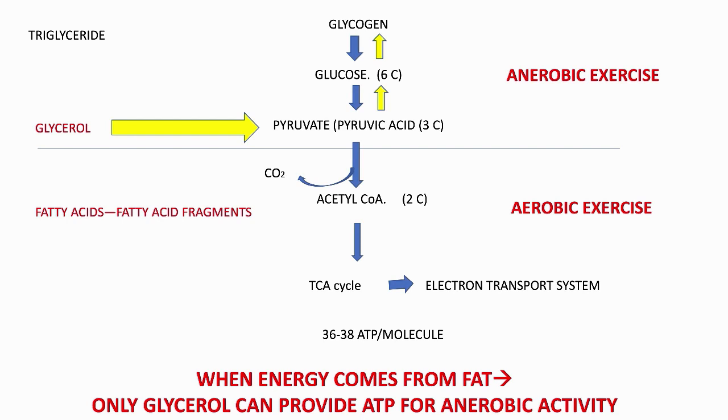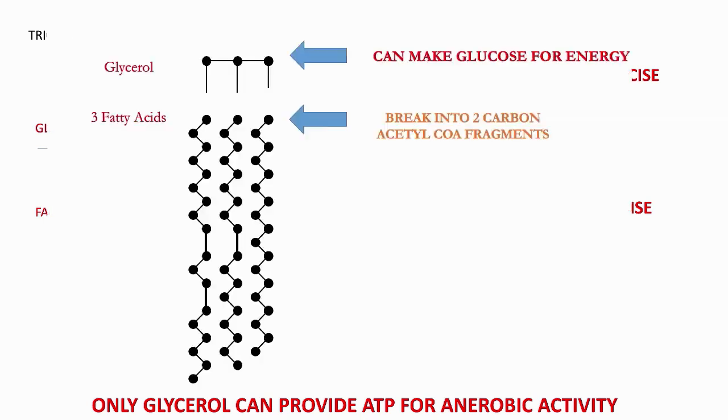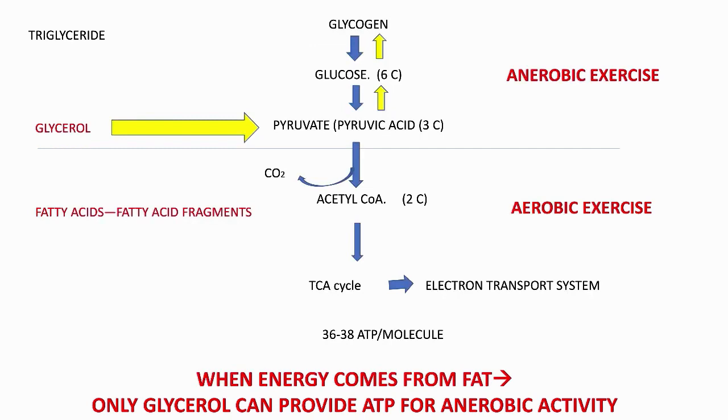When energy is coming from fat, for folks that are going on these really low carbohydrate diets and planning on using fat for energy, only the glycerol portion of the molecule can give us pyruvate and provide energy for anaerobic exercise. Remember, fat is stored in the body as triglyceride. Triglyceride has a 3-carbon glycerol backbone, and it's made up of fatty acids. It's only that 3-carbon glycerol backbone of the triglyceride that can form pyruvate, and that pyruvate will form lactic acid and provide ATP for anaerobic exercise.